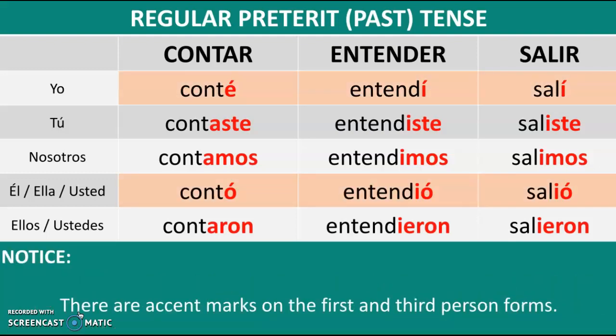Another important thing that I want to point out is your accent marks. Remember, I tell you guys all the time, accents are super important. They can change the meaning of a word. So again, your yo form and your ella, usted form are always going to have an accent on them. All right?